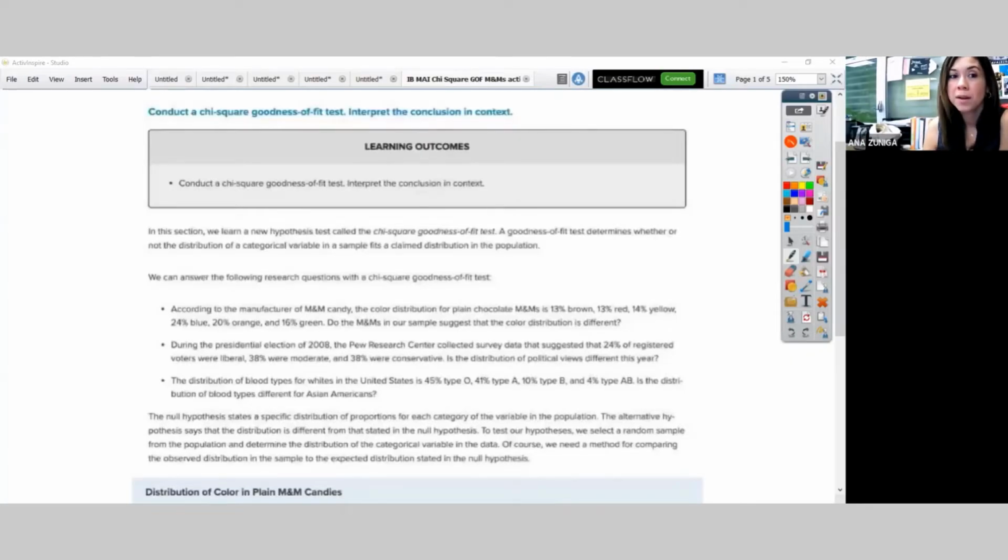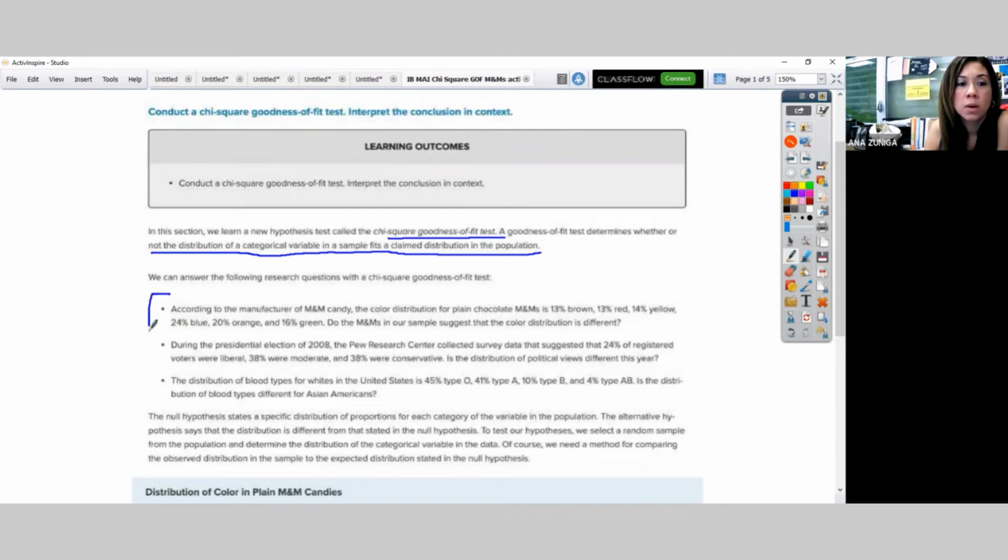Okay, so today we're going to talk about the chi-square goodness of fit test. The chi-square goodness of fit test is actually easier than the chi-square test of independence. For starters, you really are only looking at one category instead of two categories as in the test of independence. So a chi-square goodness of fit test is going to determine whether or not the distribution of one categorical variable in a sample fits a claimed distribution in the population.